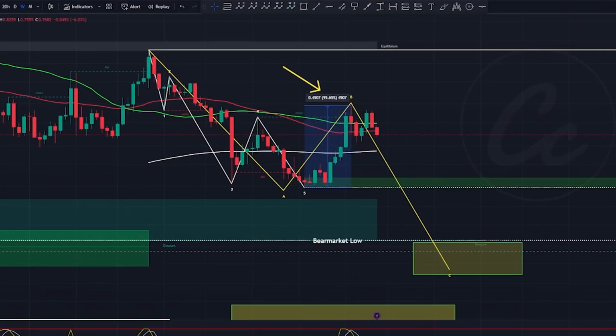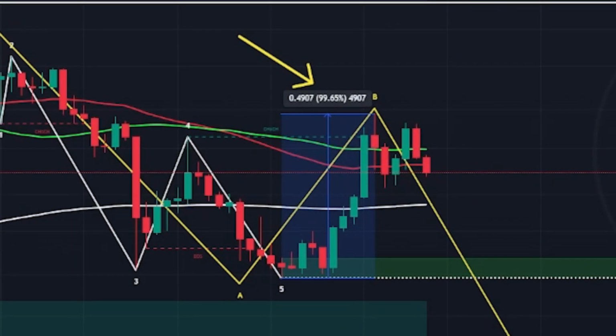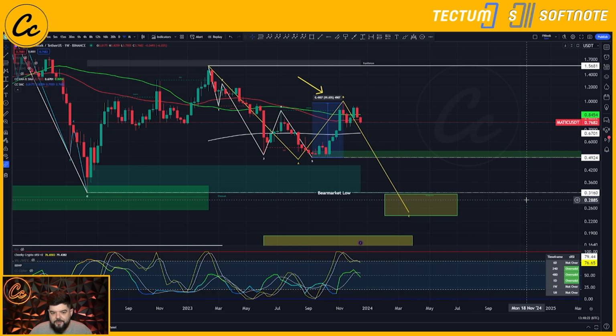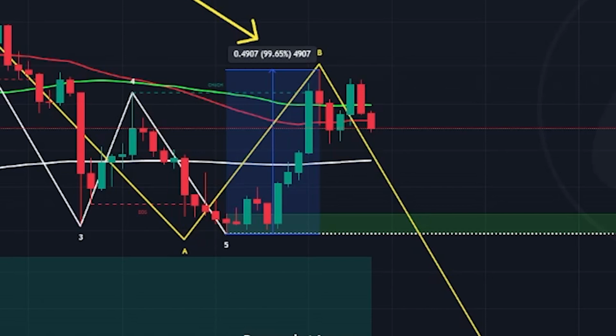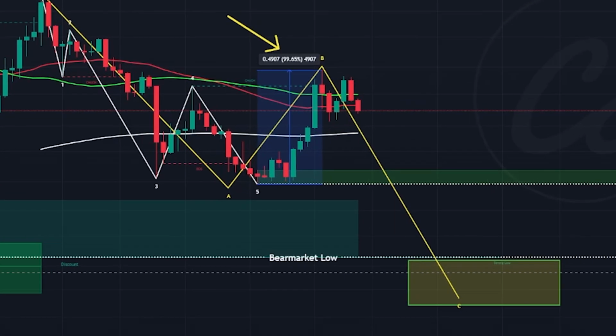Let's talk Polygon's POL. After we've seen a near 100% move to the upside, what is likely to happen next? As we look at this weekly time frame, we can see the price now dropping below the 50 SMA and the 50 EMA, perhaps targeting that 200 EMA.